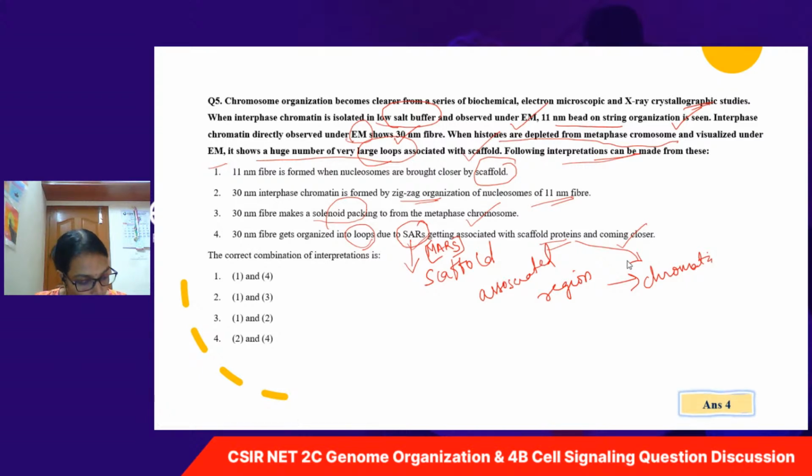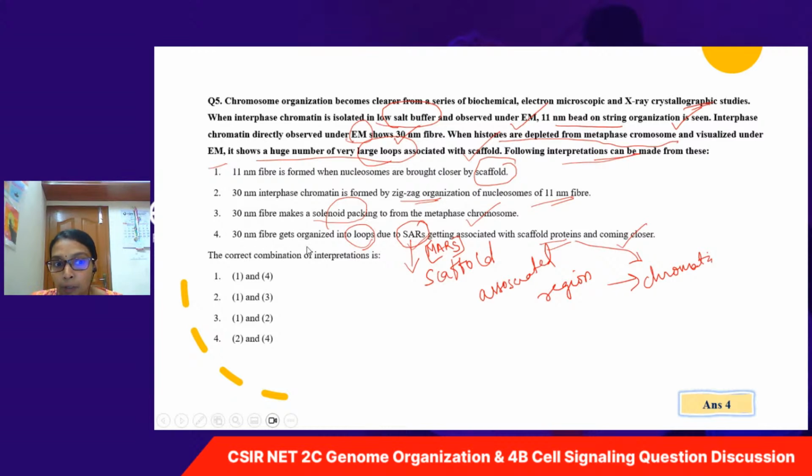Okay, let's find out. The answer is 4. Many of you have given the answer 2 and 4. The 30 nanometer fiber is formed by zigzag organization of nucleosomes of the 11 nanometer fiber. This is what I told you in the first order, second order, third order packaging. Initially you have the DNA as beads on a string, that is 11 nanometer. Then you have 30 nanometer, then scaffolds, then the condensed form, then the highly compacted structure. So from that, you can easily get the answer 2.